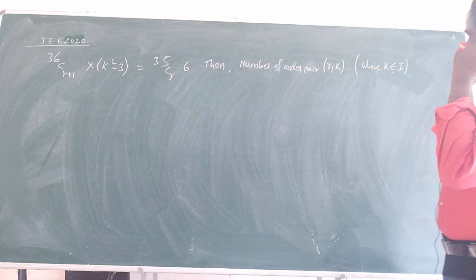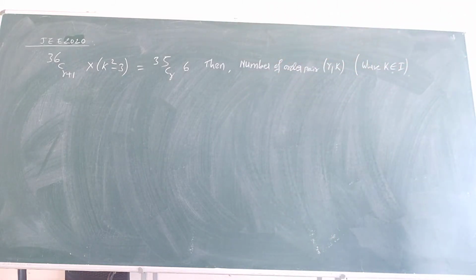This question was asked in JEE 2020. 36C(r+1) into (k square minus 3) is equal to 35Cr into 6. Find the number of ordered pairs (r, k). How to solve this?